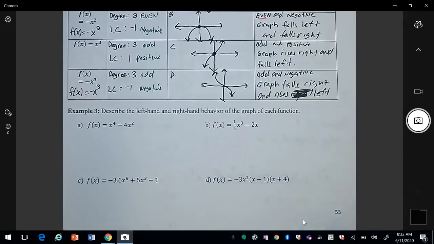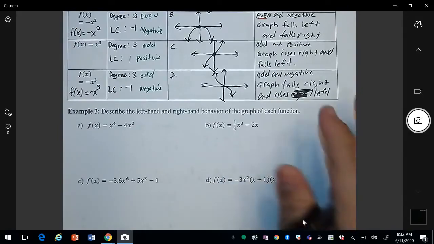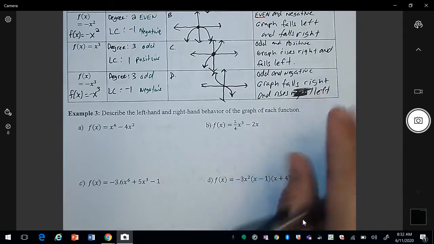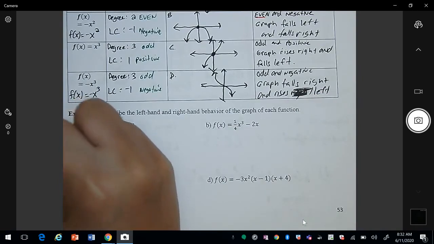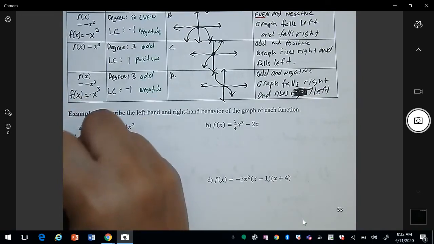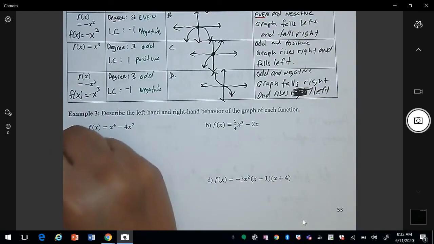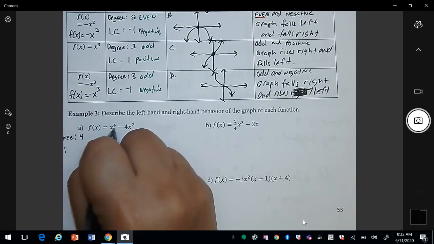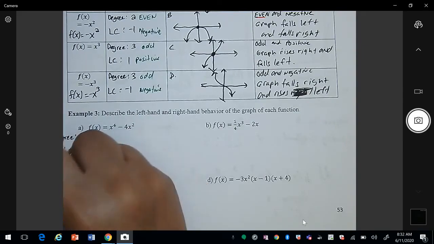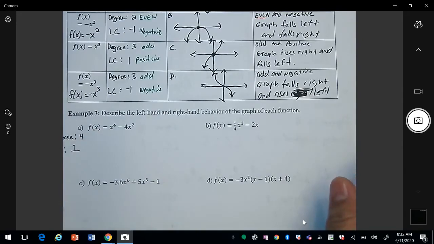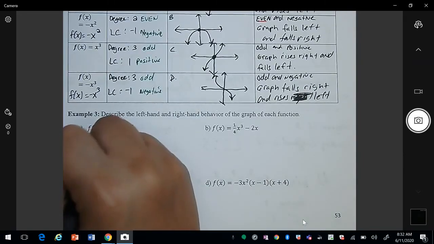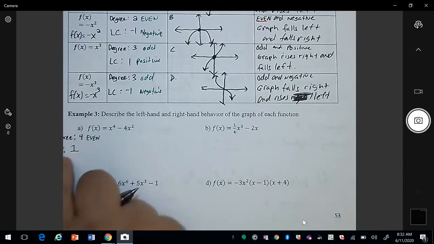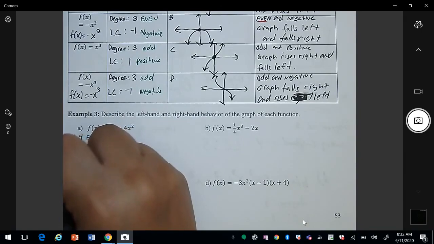f of x is equal to x to the fourth minus 4x squared. So the two things we need is the degree. So the degree is going to be 4 since that's the largest exponent. And the leading coefficient comes from the term with the highest degree or the highest exponent. So this leading coefficient is 1. And so then we ask ourselves, our degree here is even and our leading coefficient is positive.